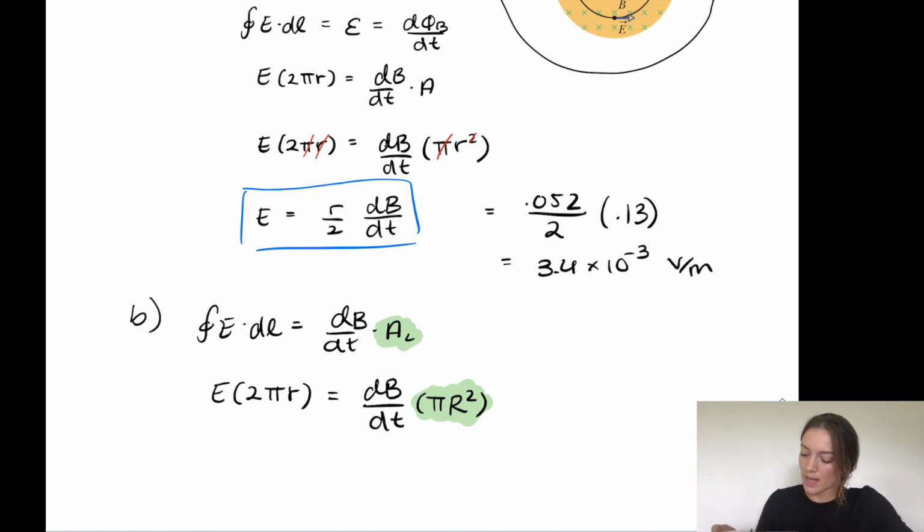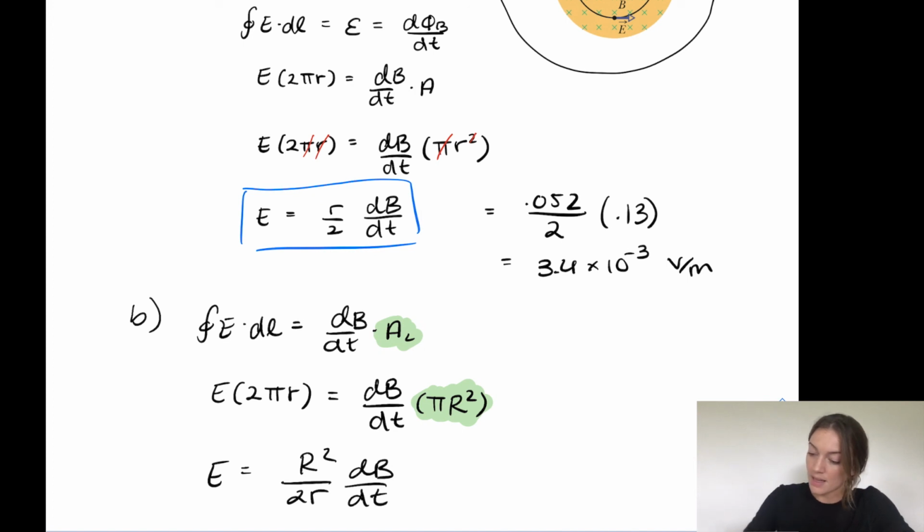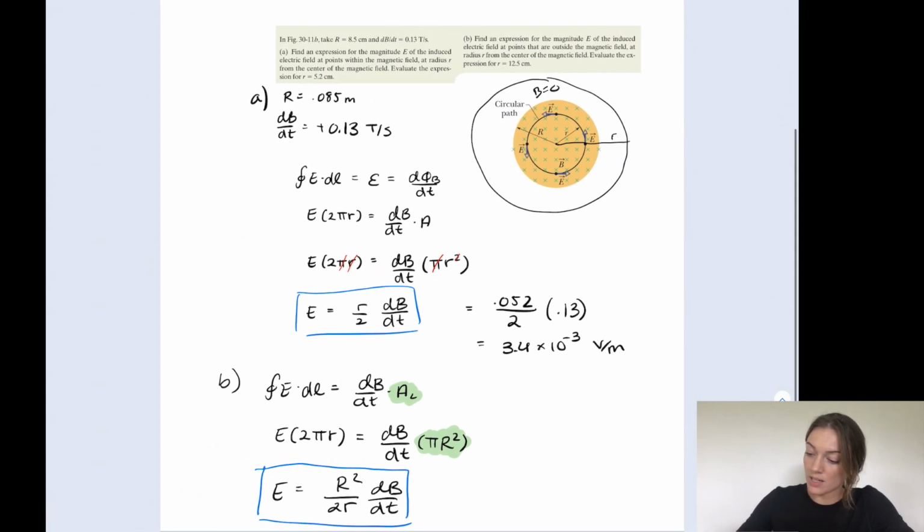And now we can solve for the electric field. So we have E is equal to, our pi's cancel, R squared over 2 little r times dB dt. And now that is our electric field once we're outside this region with the changing magnetic field. So once we're outside this area, now our electric field behaves like this.